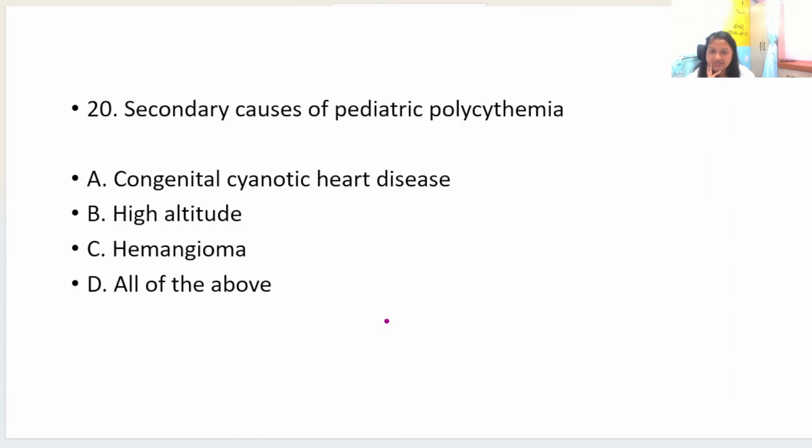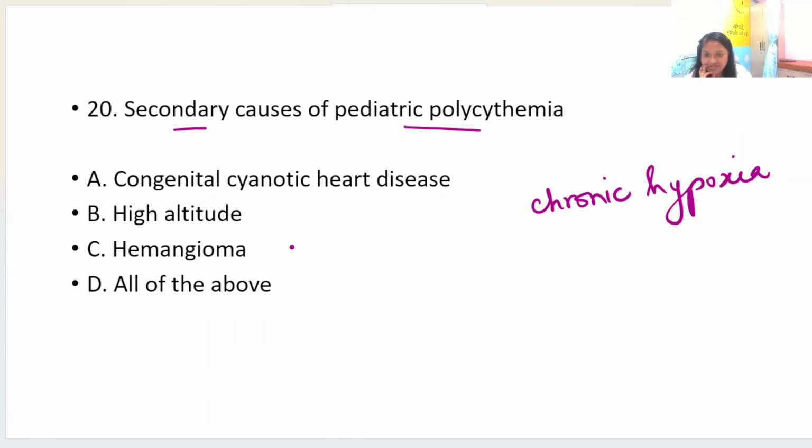And your last question is secondary causes of pediatric polycythemia. Congenital cyanotic heart disease, high altitude, hemangioma. So this polycythemia is in response to chronic hypoxia, right? So this can occur in cases of hemangiomas, high altitude, and in congenital cyanotic heart disease. So the answer here is all of the above.